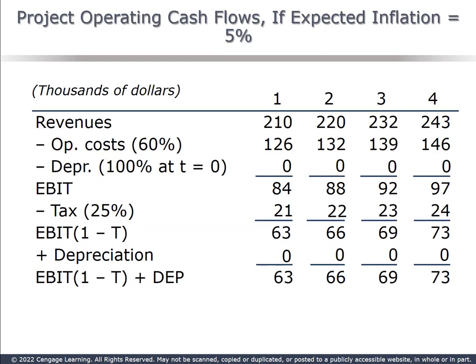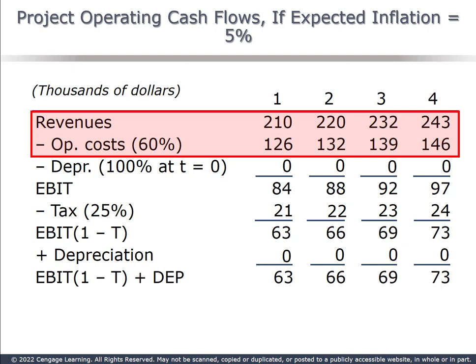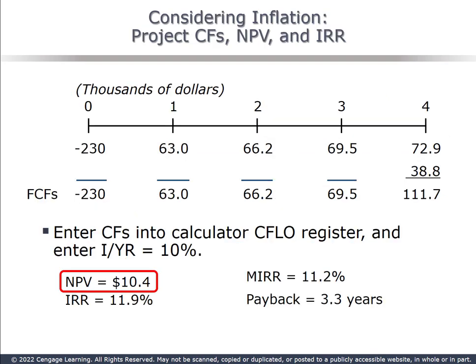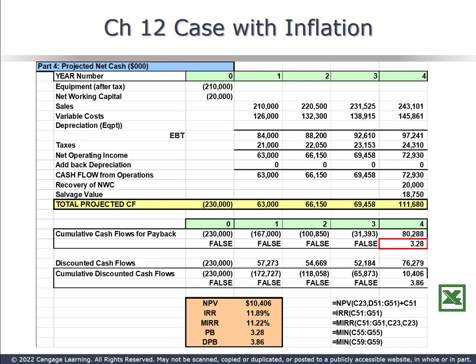Let's make the 5% adjustment to our project cash flows. Revenue and operating cost increase by 5% each year, but depreciation doesn't change. The result is an inflation-adjusted NPV of a positive $10 million. A huge difference from the negative $13.34 million without the inflation adjustment. Here is the inflation-adjusted pro forma in Excel. This is the second tab in the exhibit posted with Chapter 12, Part A.